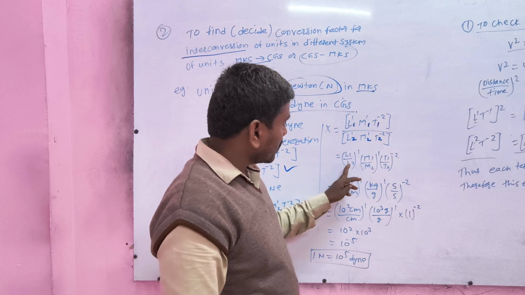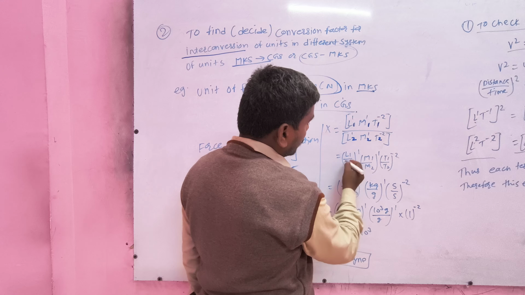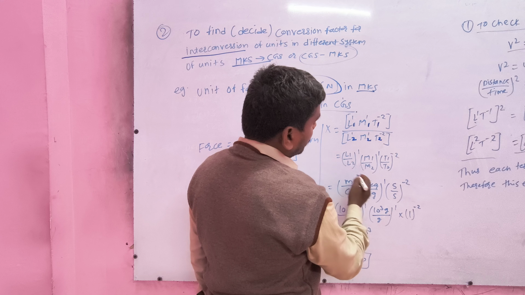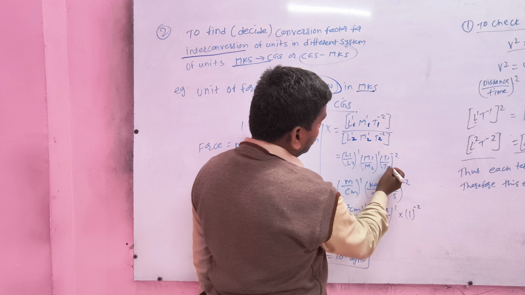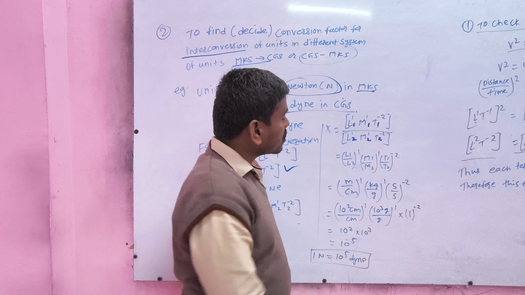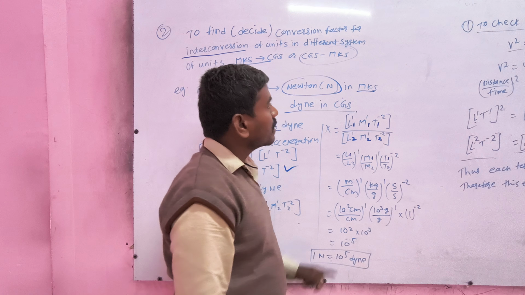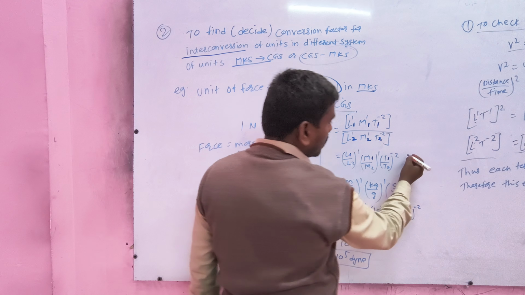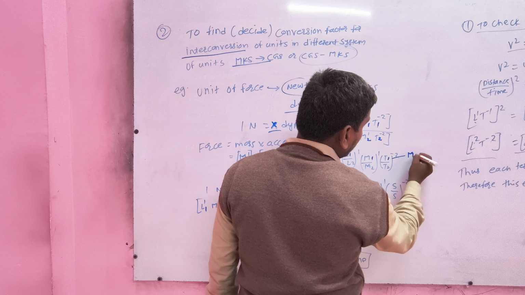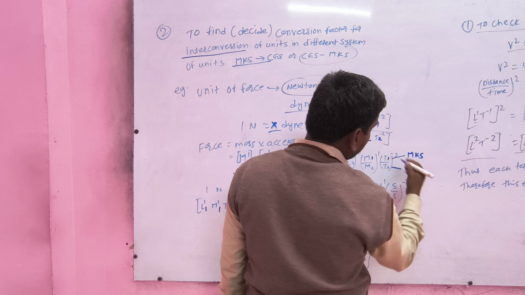So for LL we have to take L1 divided by L2 raised to power 1, M1 divided by M2 raised to power 1, T1 divided by T2 raised to power 2. So suffix 1 indicates the MKS and suffix 2 indicates the CGS.